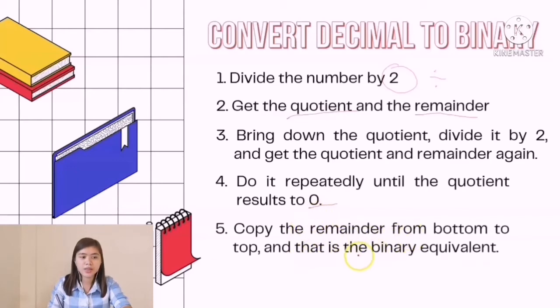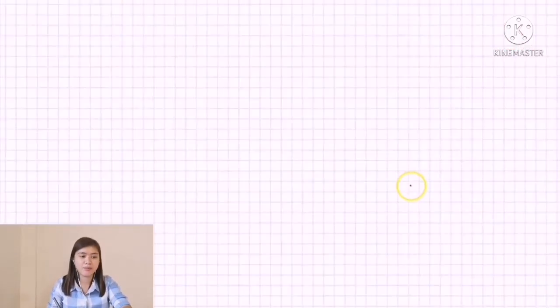And we should copy the remainder from bottom to top, and that will be the binary equivalent of our decimal number. So I just want to emphasize here that in converting decimal to binary numbers, we will focus on the remainder, because the remainder will be the binary equivalent of our decimal numbers. Okay, let's have an example.